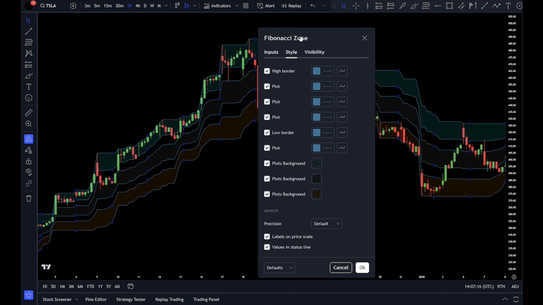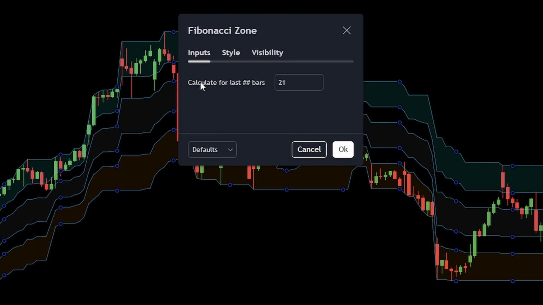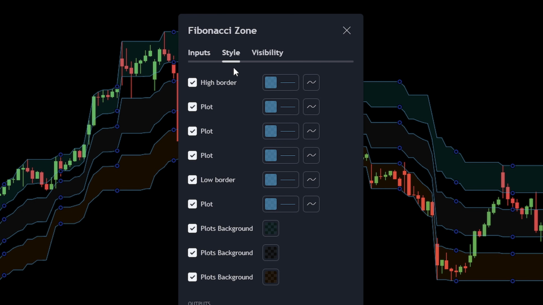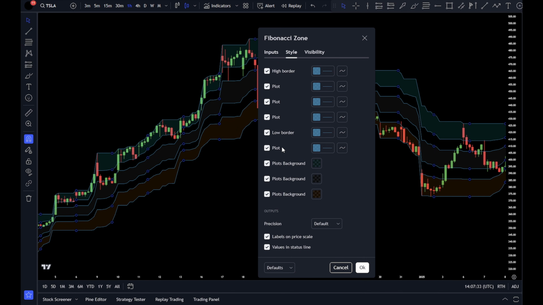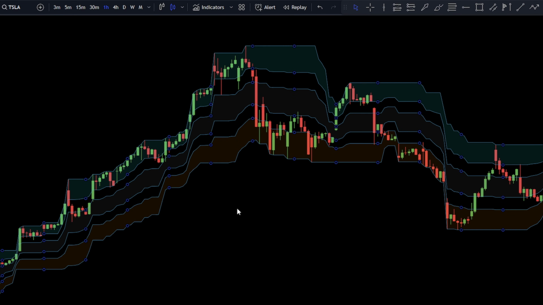Double-clicking the indicator opens the input section. Here you'll find an option called Calculate for the last bars, which is set to 21 by default. We'll leave it as is for this strategy. Moving to the style section, you have the flexibility to customize the colors of the band fills and the band lines to suit your preferences. For now, we'll keep everything at its default settings to maintain the original look of the indicator.